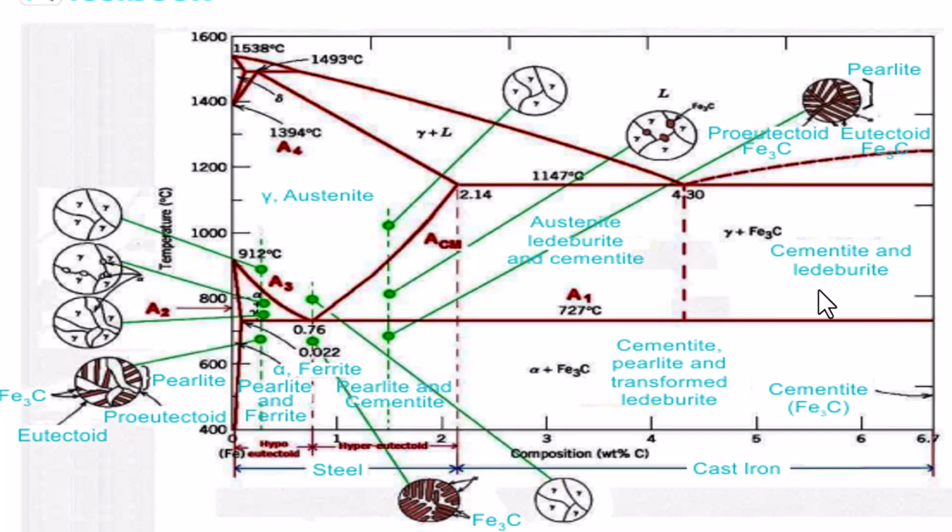So when it goes in this direction, you will get ledeburite plus cementite. In this direction, you will get austenite plus ledeburite, austenite and ledeburite like that.